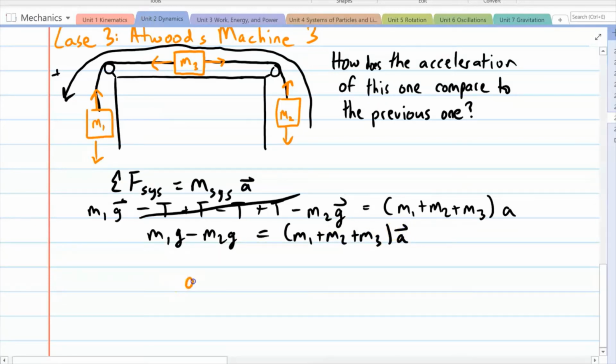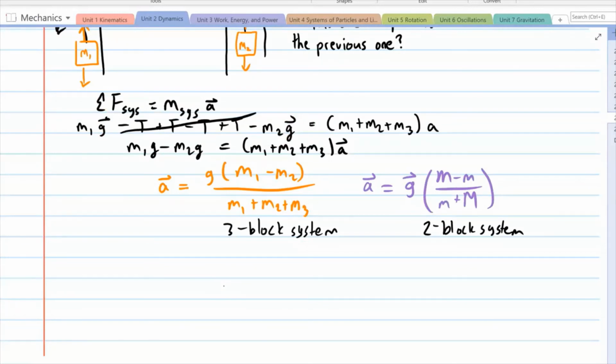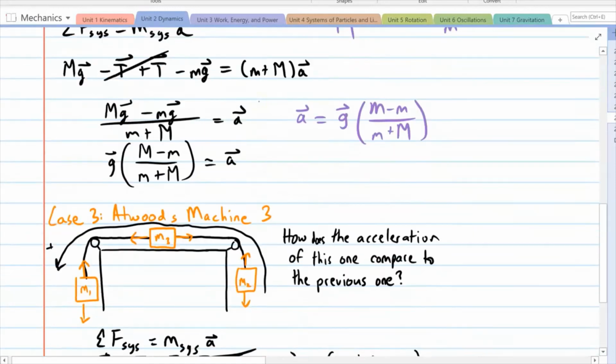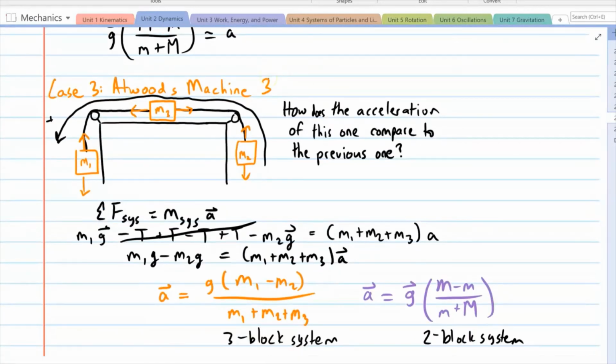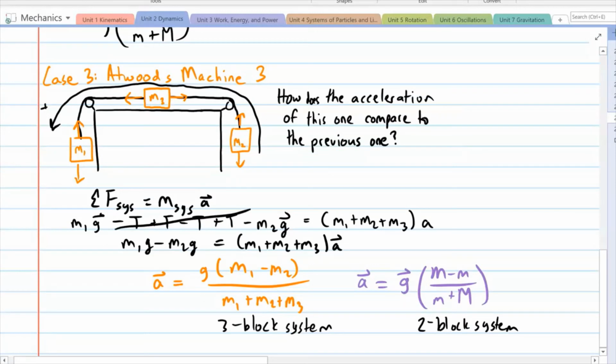I'm going to write it in orange, and then we're going to look at the comparison between them. A equals G times M1 minus M2, divided by M1 plus M2 plus M3. So that's the acceleration for this one. Now we want to compare these two results and see how the acceleration compares between the 3-block system and the one above, the 2-block system. So I have it here. We see that they have a very similar format. It's G times, on the top, a subtraction of masses, and on the bottom we have the mass of the whole system.